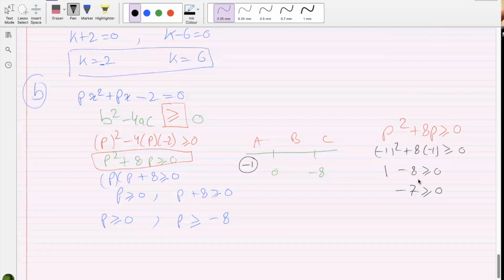It's false. Only Muhammad is responding. The two students, are you getting it? Yeah, yeah. Yes. Okay, this is false because a negative number is not greater than 0. So I'm putting a cross over here. Area A is rejected.